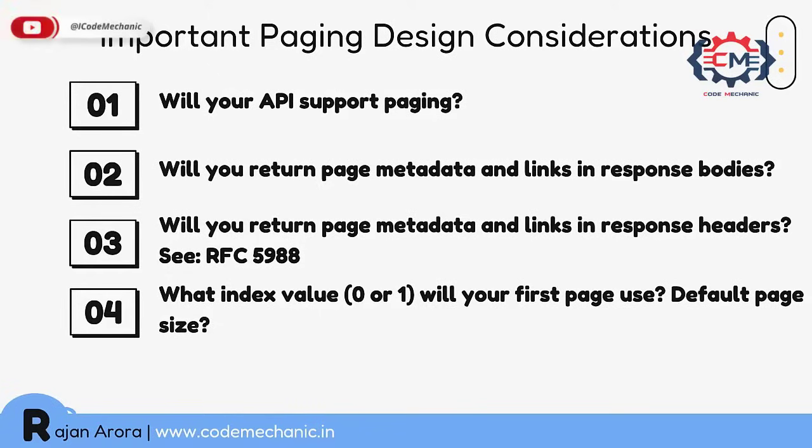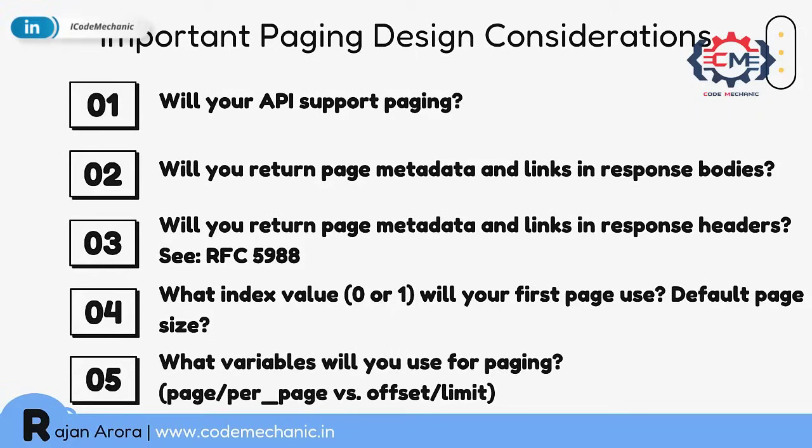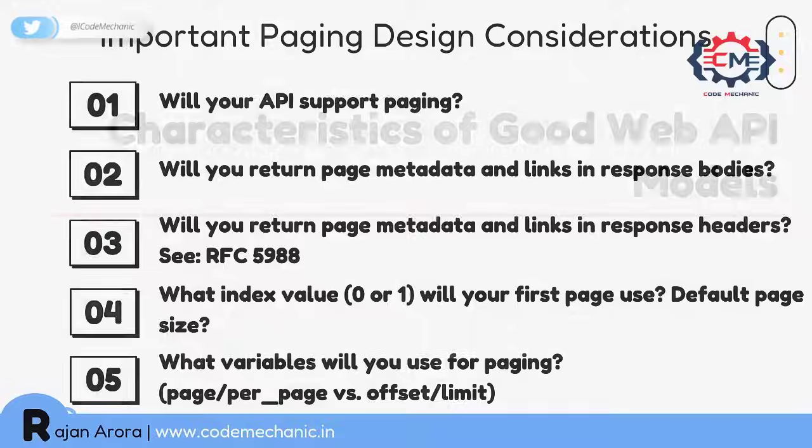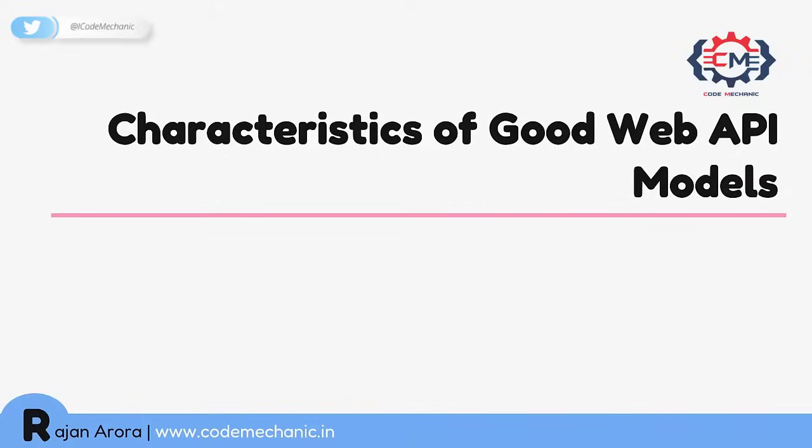It will just make it harder for clients of your API to have a consistent experience. Finally, you will need to come up with the standard names for your variables. I recommend page and per_page as these are clear and fairly common. Another common choice is to use offset and limit. If you do choose this naming convention, your offset should start at 0, not 1, for the first page of results.